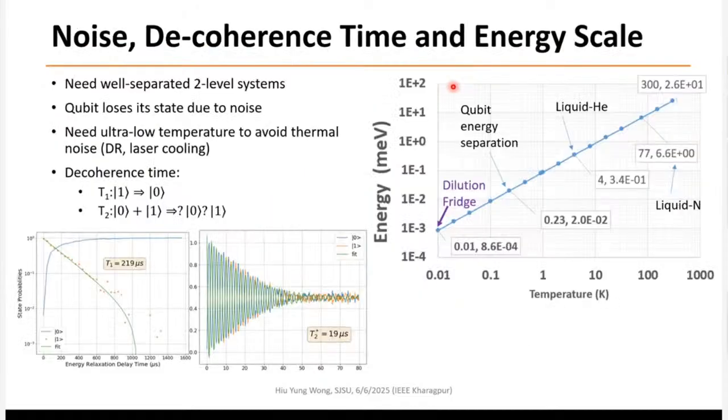Okay, so we talk about the coherence. I want to go deeper again. I said that we need to have a well-separated two-level system. But what is the separation between them? Unfortunately, for the system we have so far, they have a very tiny separation. They are only in the order of 20 micro eV. So that is very small.